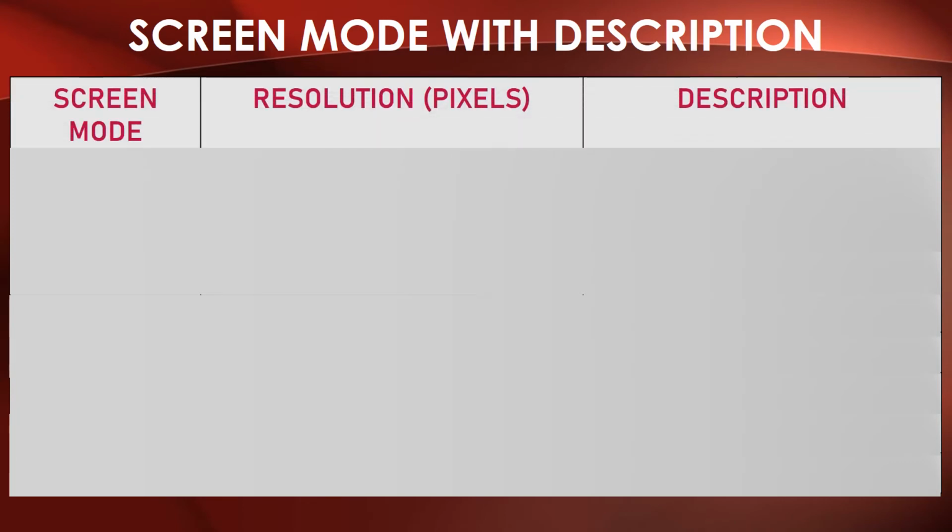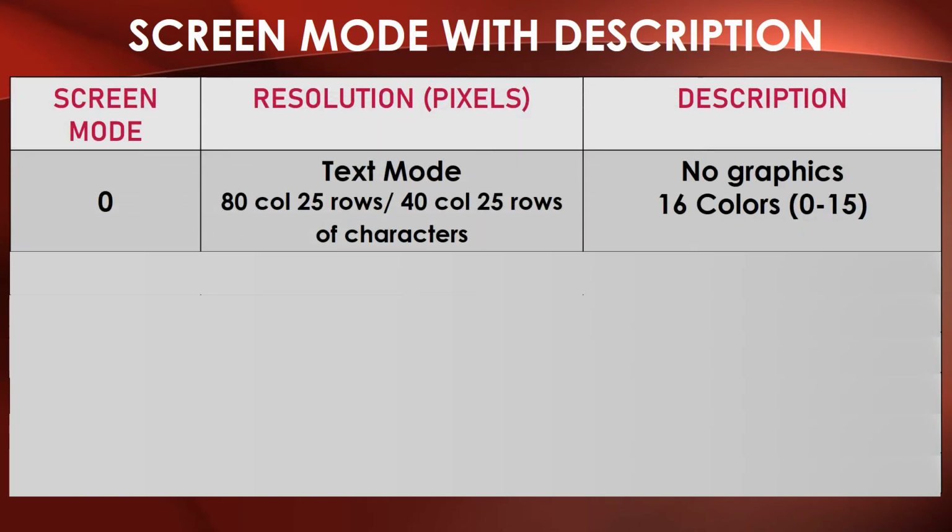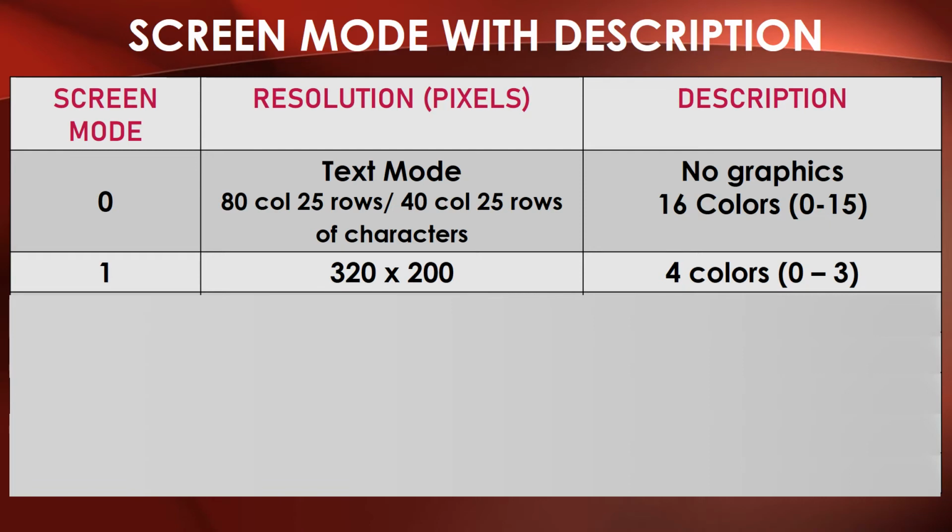Let's learn some of the screen modes with description. Here, 0 is text mode, 80 columns and 25 rows or 40 columns with 25 rows of characters. No graphics, but 16 colors from 0 to 15. Screen 1 is 320 by 200 pixels. 4 colors can be used, 0 to 3. Colors 1 to 3 are selected from the palettes, even or odd.